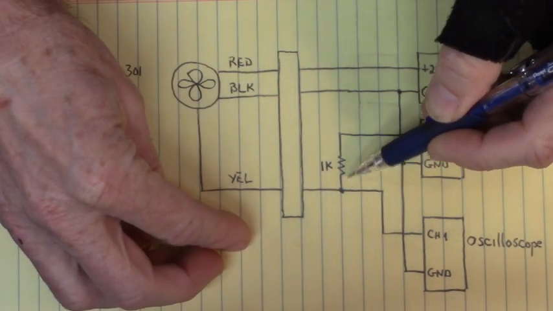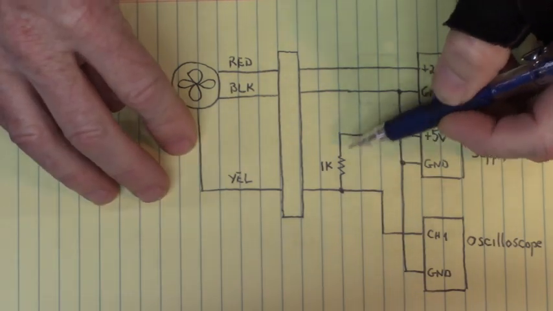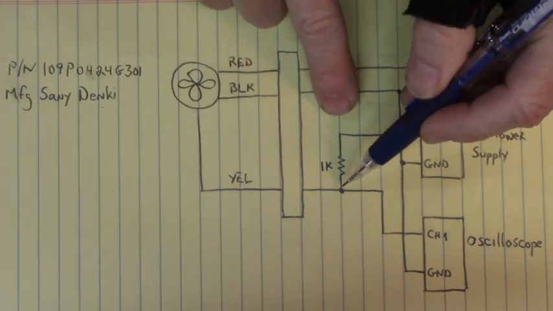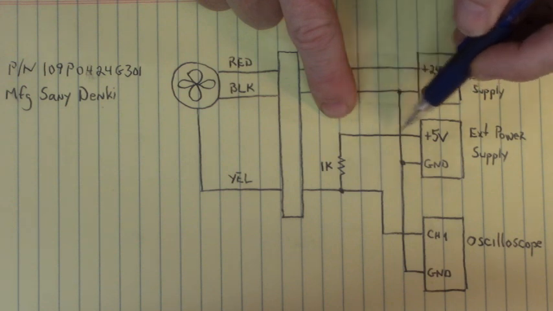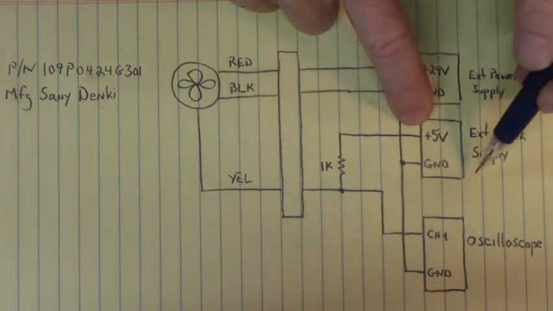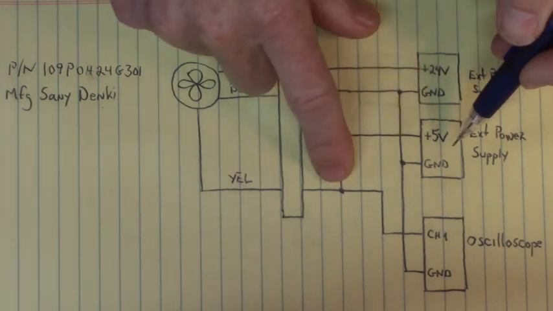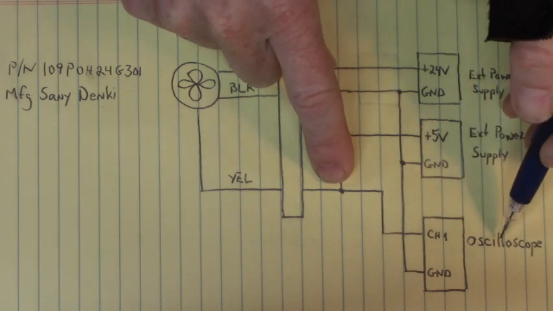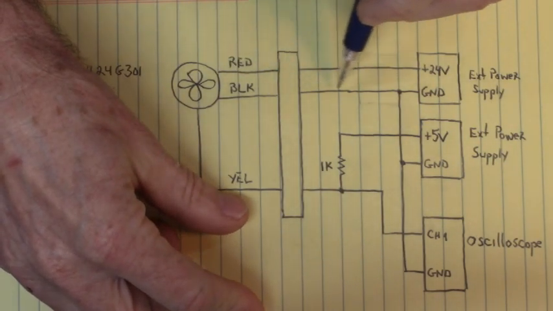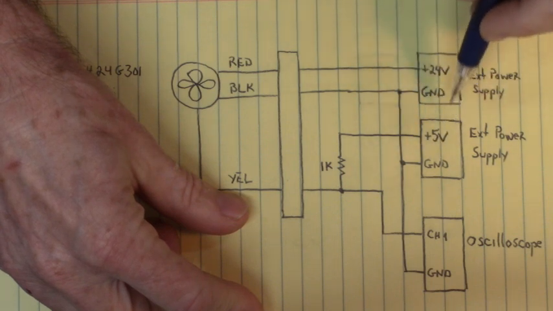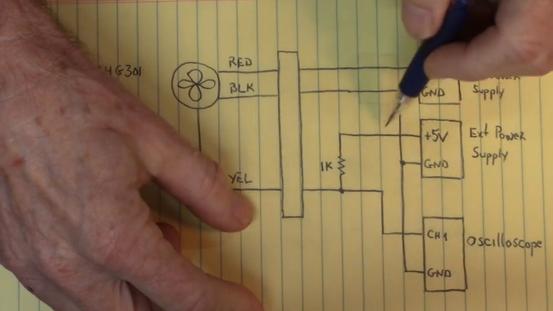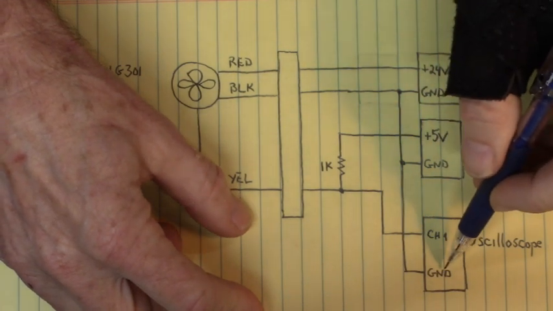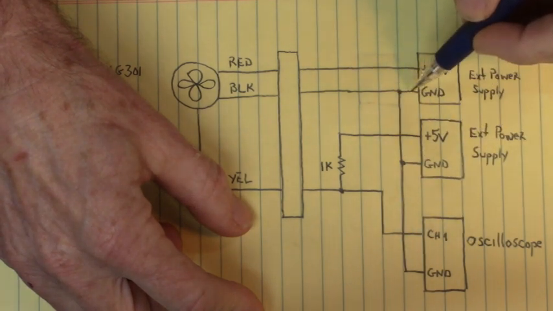We have to have a pull-up resistor on this type of fan right here. Sometimes you don't have to have a pull-up resistor, they're a driven output, but this one is an open collector output, so we have to have a pull-up resistor right here. And we're going to attach the other side of the pull-up resistor to 5 volts from a different external power supply. And we're going to look at the output on channel 1 of an oscilloscope. Now you'll notice that the black wire ground of the 24 volts, the black wire ground of the 5 volts, and the probe ground, the oscilloscope ground, are all attached together.